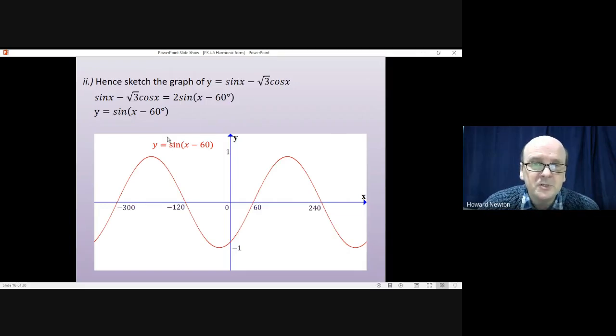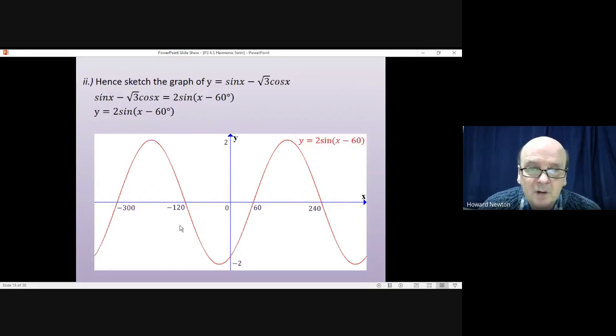Then we'll worry about the 2. So we actually want 2 times the sine of (x minus 60). That's just a stretch with scale factor 2 in the y direction. So instead of going up to 1 and down to -1, those distances will be doubled, and the graph will go up to 2 and down to -2. It doesn't affect the crossing points on the x-axis. Those will stay the same. And that's the answer.